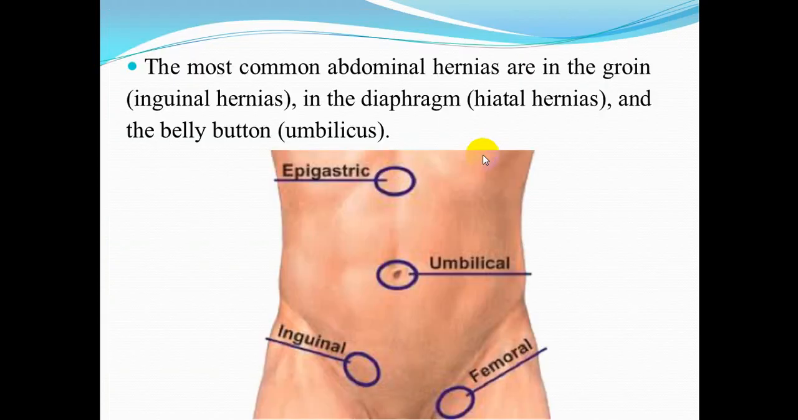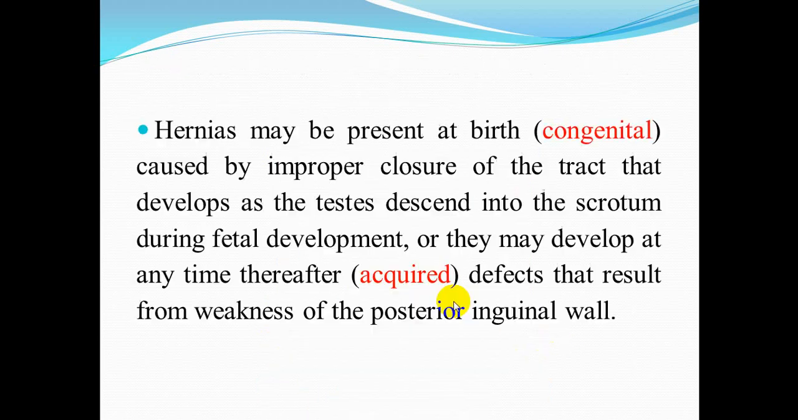The most common abdominal hernias are in the groin, called inguinal hernia, in the diaphragm called hiatal hernia, and the belly button called umbilicus or umbilical hernia, according to area. In the umbilical area called umbilical hernia، قد تحدث في epigastric area or inguinal hernia or femoral hernia.